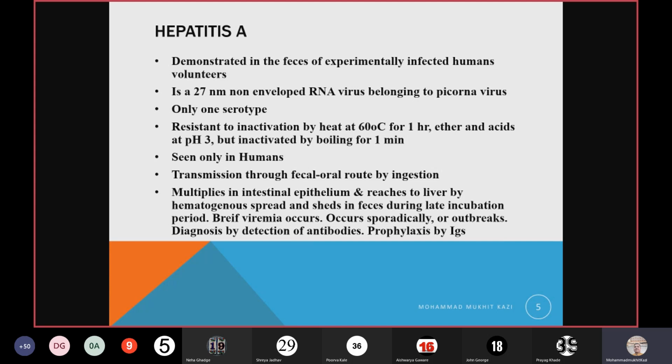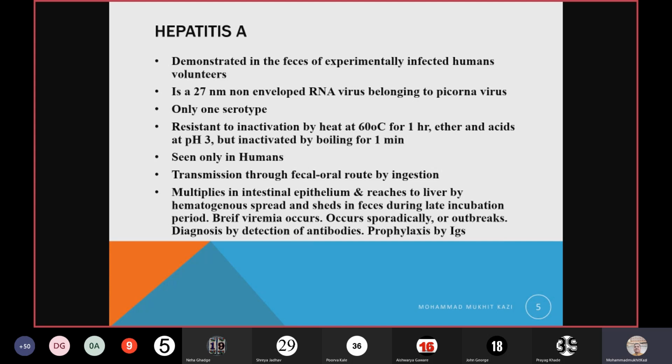The infection is seen only in humans. This is something which is unique. Humans are the source of infection. As I said, transmission is through the fecal-oral route by ingestion. If contaminated water is ingested, then there is a possibility of getting hepatitis A infection.